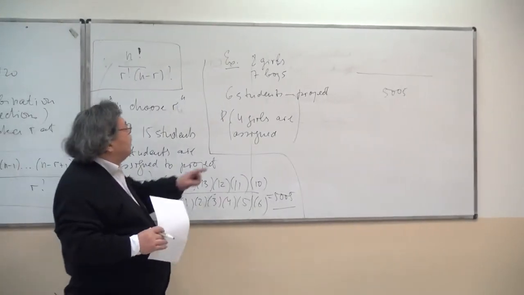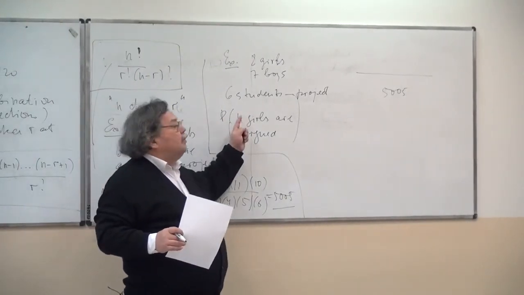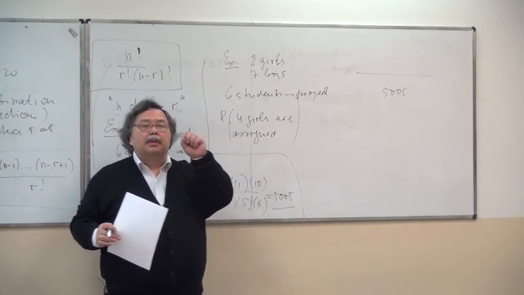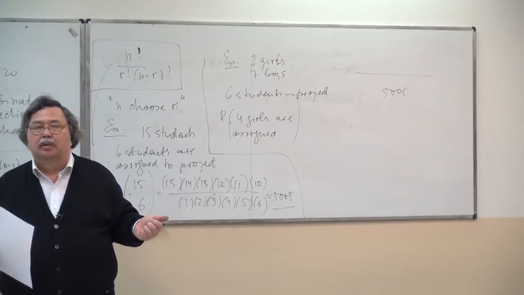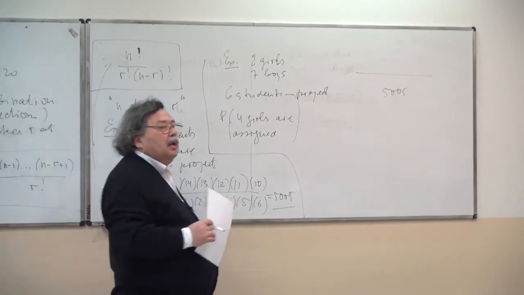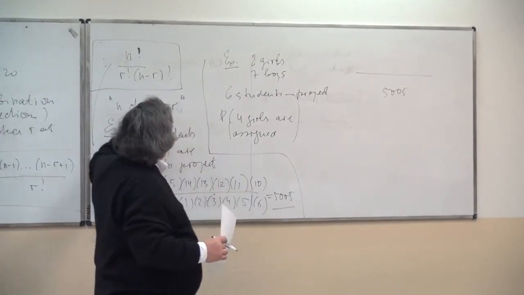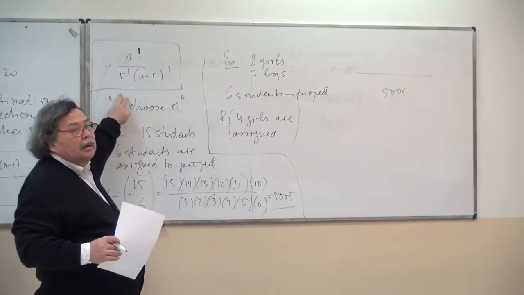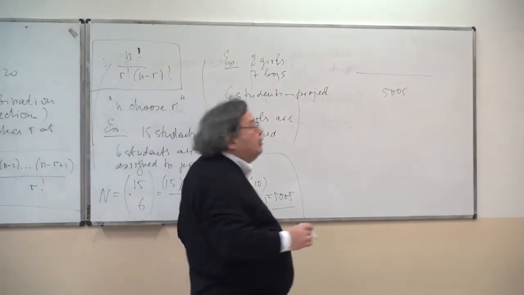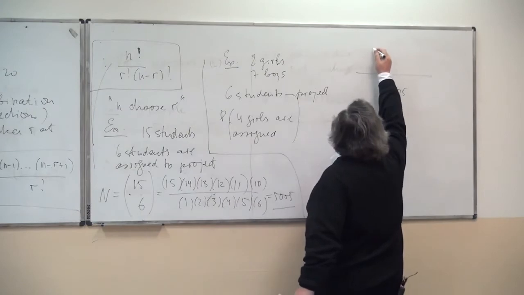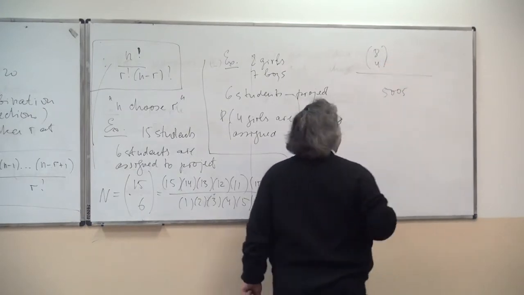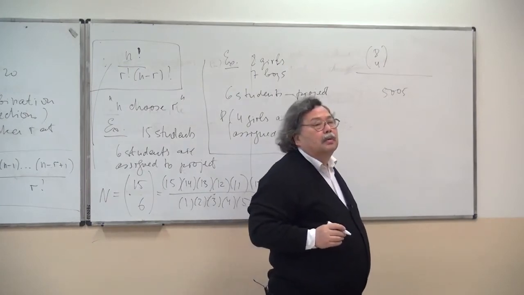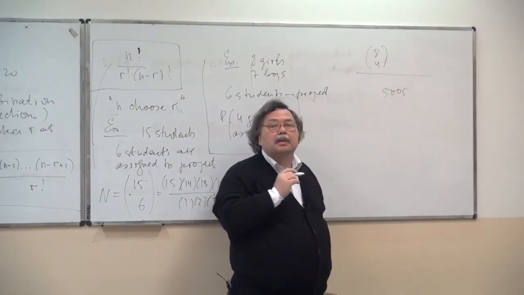First, let's ask this question. In how many ways can 4 girls be chosen out of the total number of 8 girls? And this is again a case where we apply the combination formula. It's going to be 8 choose 4. Do you understand this bit?